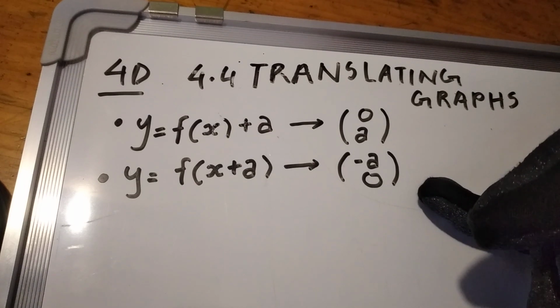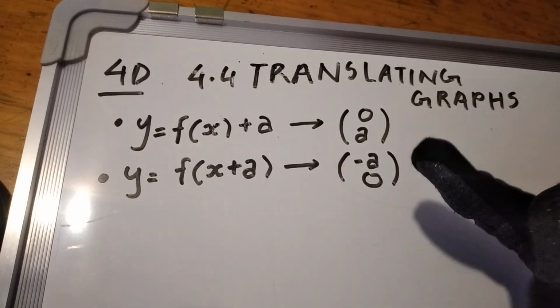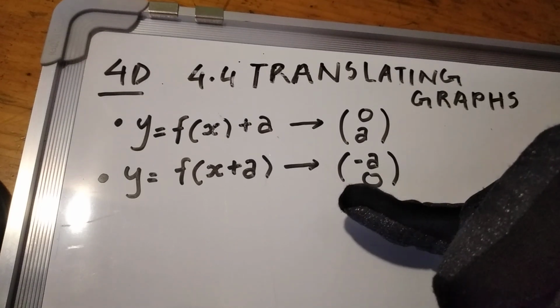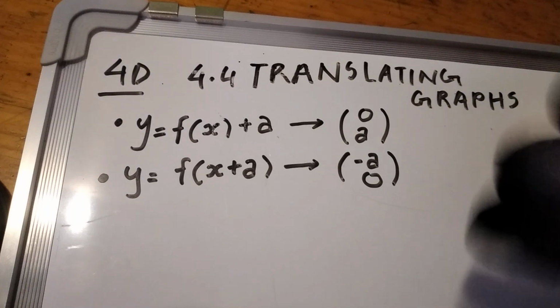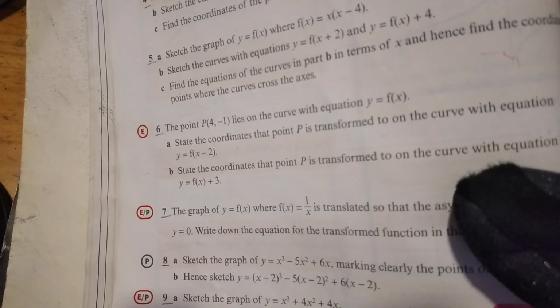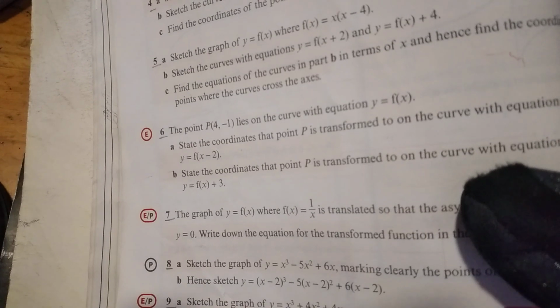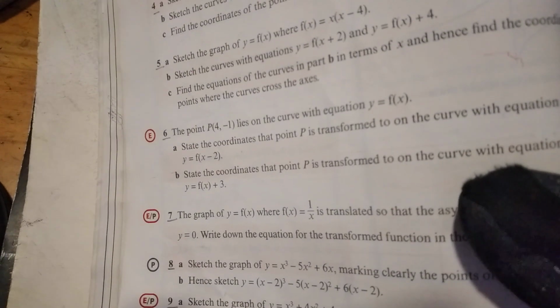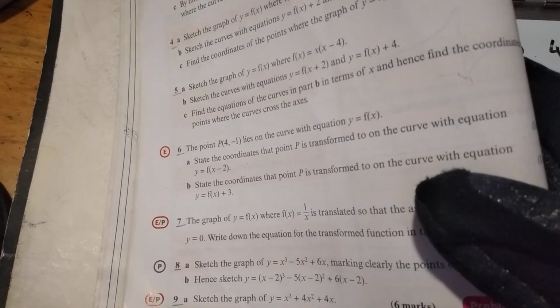But for the second one, in this format, the x value will be translated and there will be no change in the y value. As you can see from the formula, as you do the maths, you can understand it better. So let's get started. First, I'm doing question 6. The point P (4, -1) lies on the curve with equation y equals f(x). State the coordinates that point P is transferred to on the curve with equation y equals f(x - 2). So we can compare.